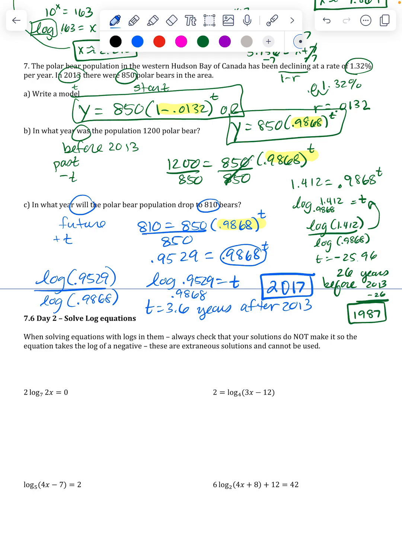So don't let those last two freak you out, because you're really just doing the same exact math, getting the exponent alone, rewriting it as a log, putting it in your calculator. It just feels different because the numbers are so messy.